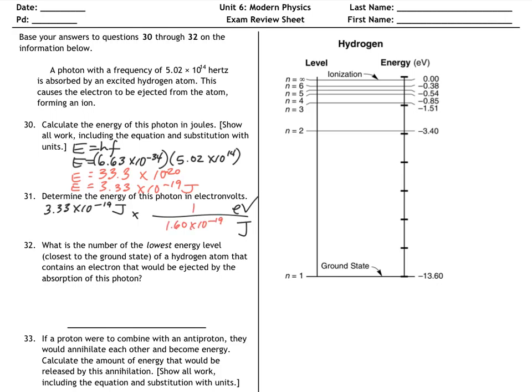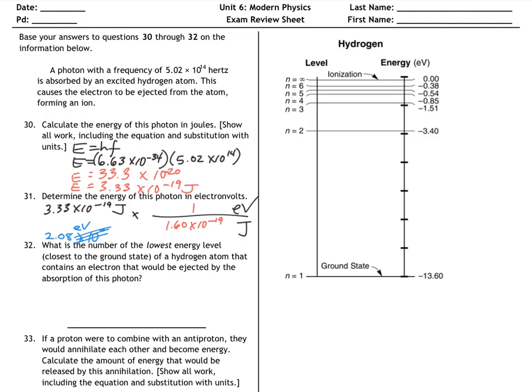And I was able to find that 1 electron volt is equal to 1.6 by 10 to the negative 19 joules. So at this point, let's just do the 3.33 divided by the 1.6. And I'm getting 2.08 times 10 to the negative 19 minus negative 19 is 0. So 10 to the 0 is 1. So I'll just take that out. And the answer would be 2.08 electron volts.